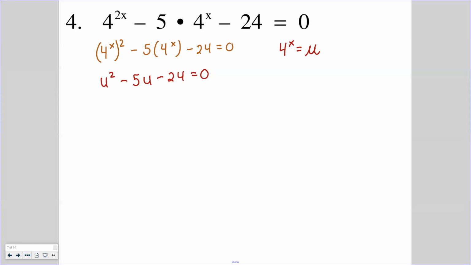Okay, totally up to you guys how you want to do this. If you can factor the orange line, you're good to go. But I'm going to factor this using the substitution. Okay, so what multiplies to negative 24 and adds to negative 5? Negative 8 and positive 3.